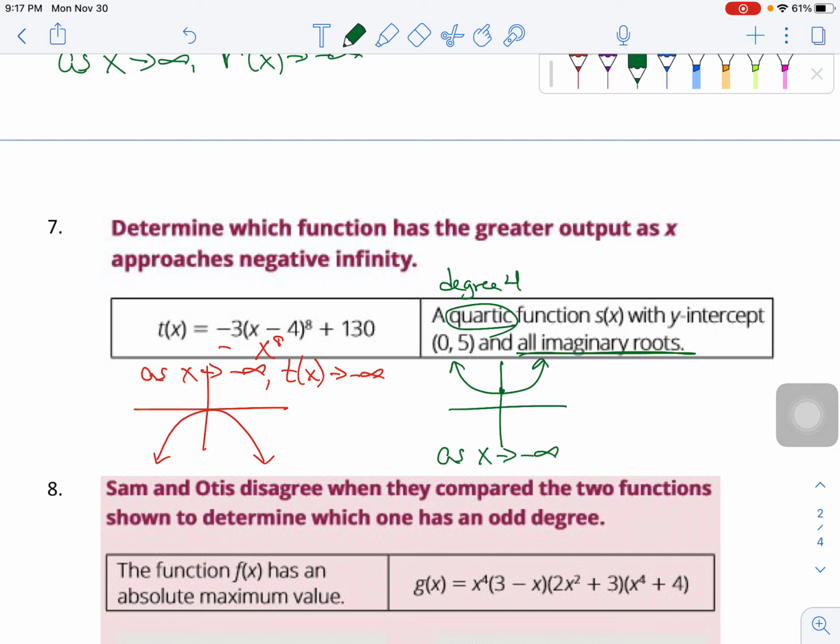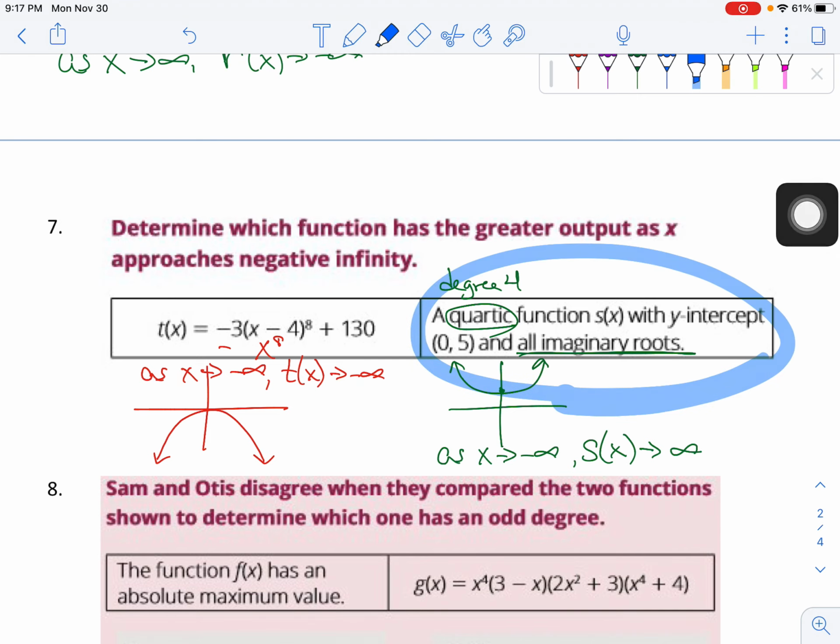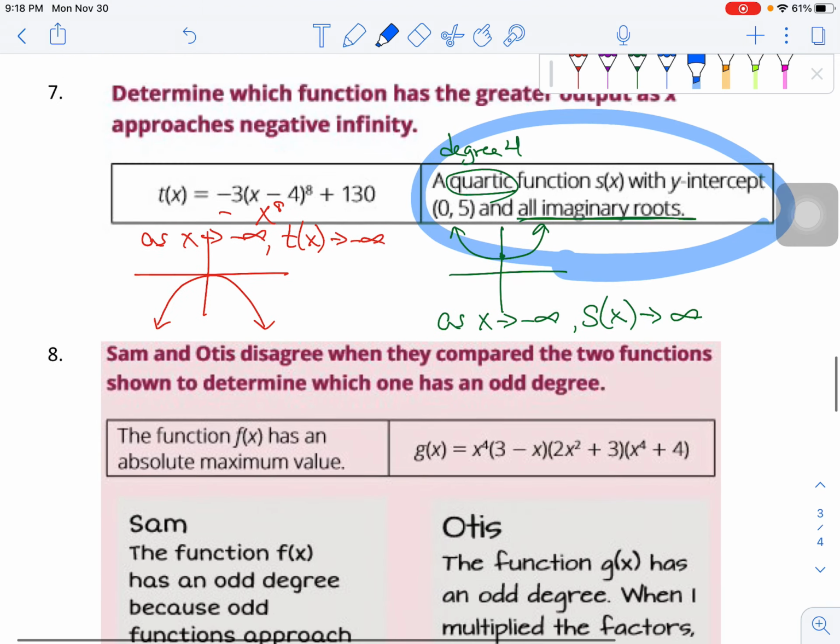So if I look at this, as x approaches negative infinity, what is this? S of x is approaching positive infinity. It's a horrible infinity sign. Okay. So which one has the greater output? Well, positive infinity is going to be the greater number compared to negative infinity. So that's going to give me S of x has the greater output.